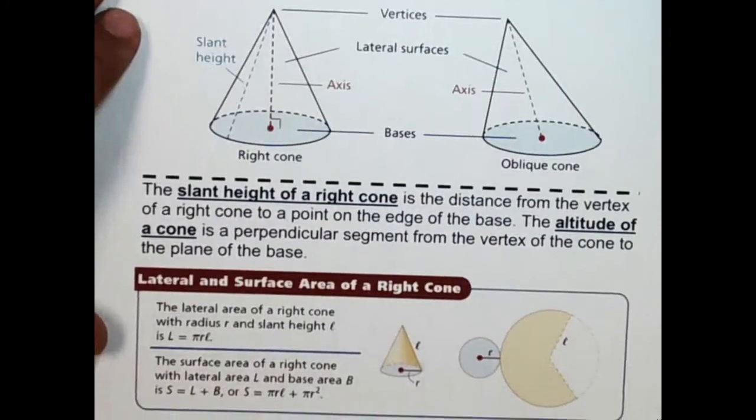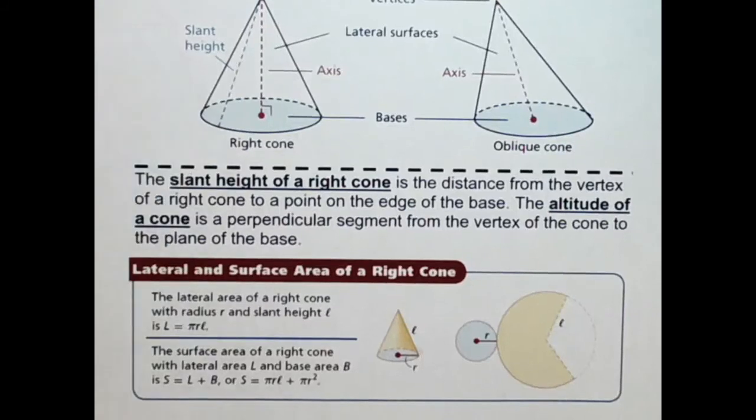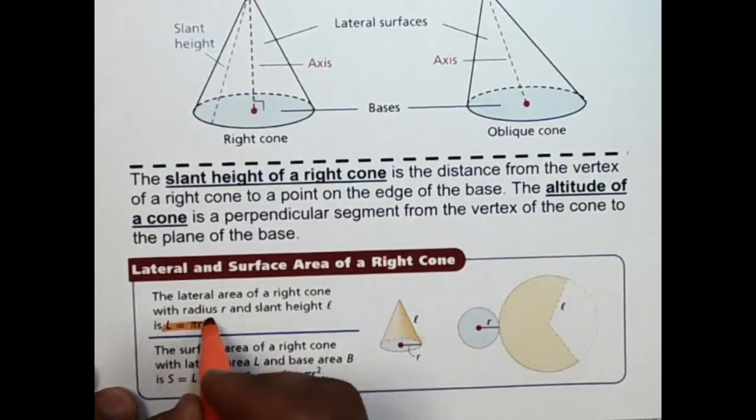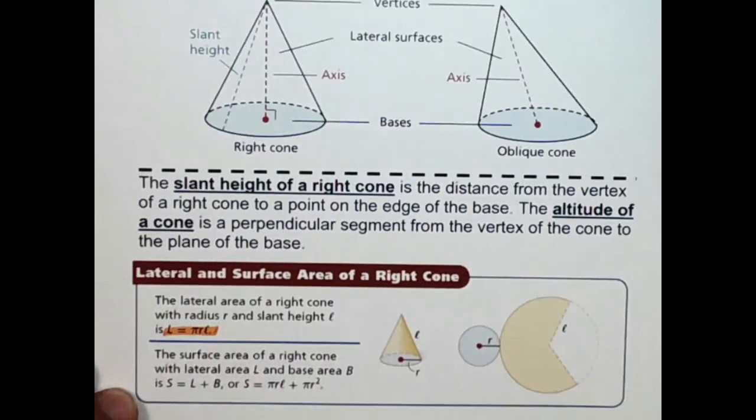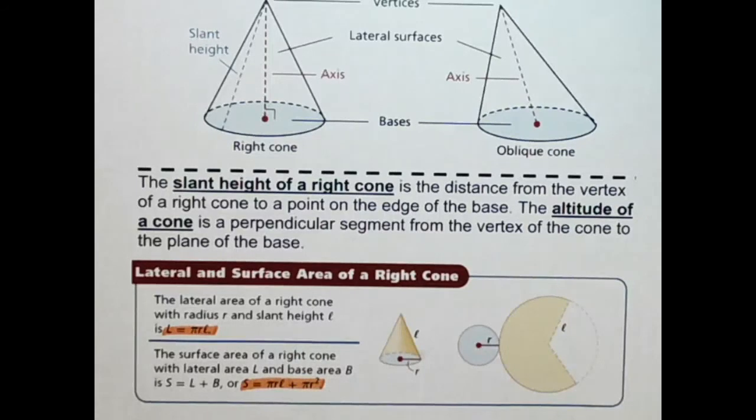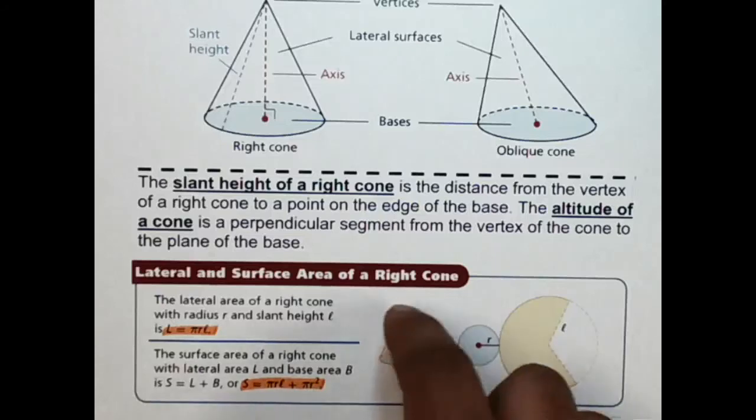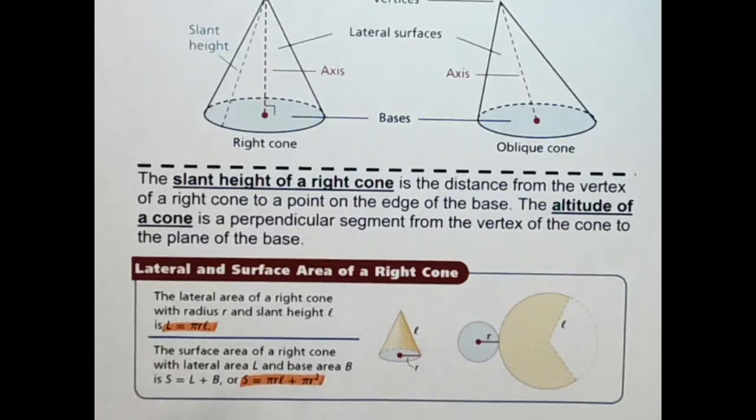Alright, and then let's go look at the formula. Much like the pyramid, you do have a slant height. So let's look at this formula. The lateral surface area is equal to pi times radius times the slant height. The total surface area is pi r L plus pi r squared. Notice that on this one, there's only one base, so that's why it's just pi r squared. Unlike the cylinder that has 2 bases, this one only has 1.